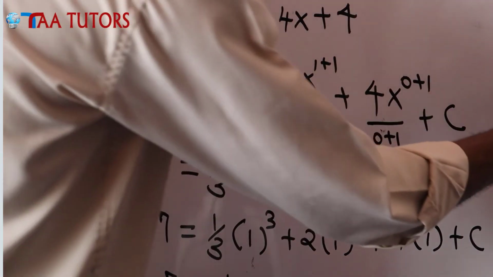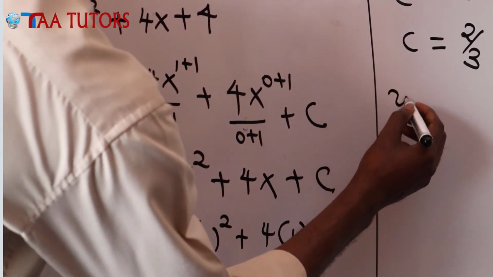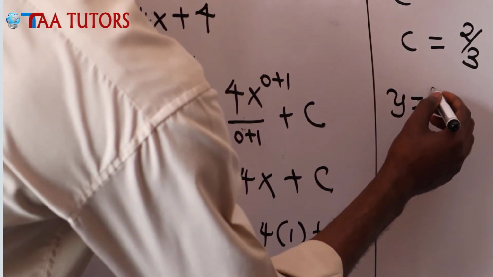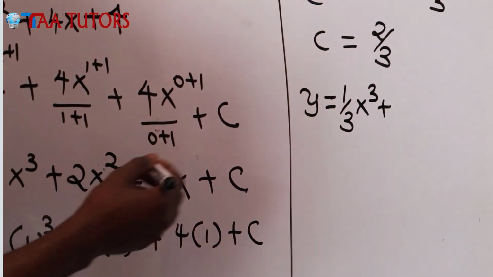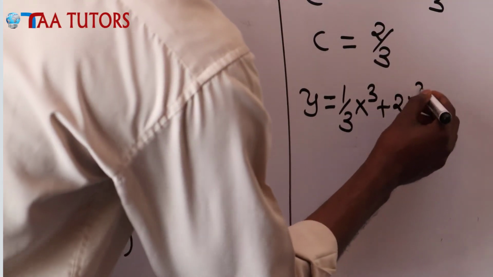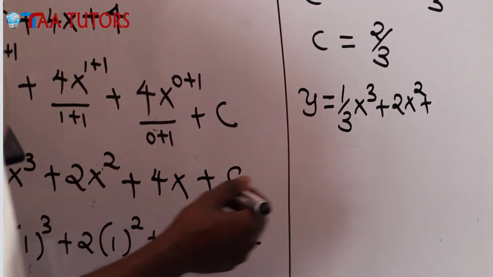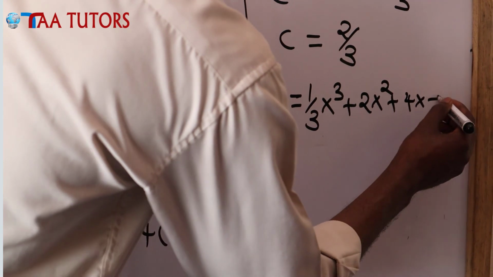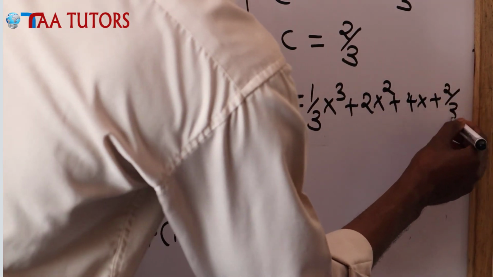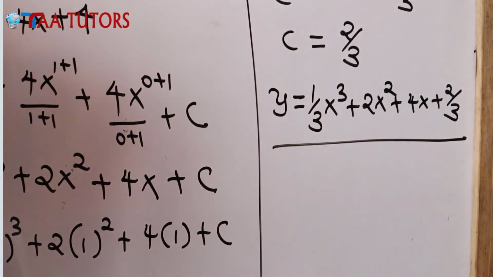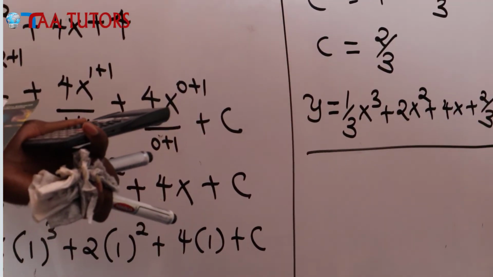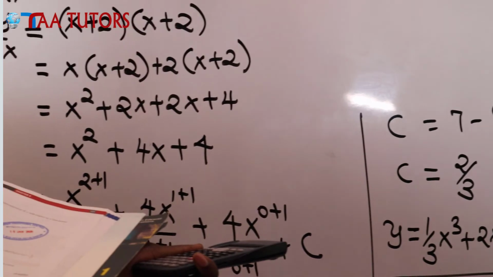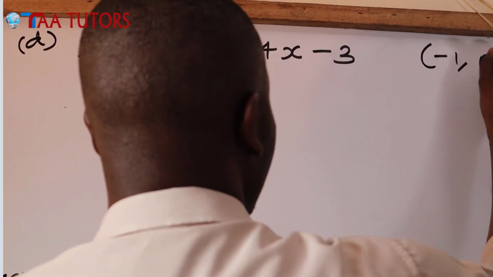We substitute our c. So y equals a third x cubed plus 2x squared plus 4x plus 2 thirds. This is the actual value or the actual function. That is the actual function.